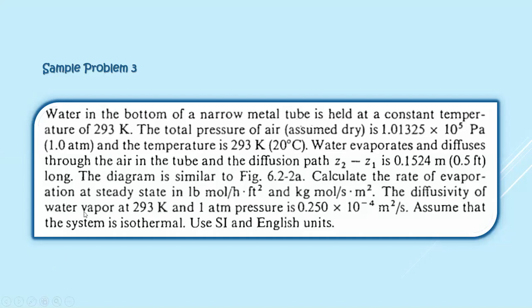So the diffusivity of water vapor at 293 Kelvin and 1 atm pressure is given to be 0.250 times 10 raised to negative 4 meters squared per second. Now, you are to assume that the system is isothermal, meaning throughout the diffusion process, there shouldn't be any changes in this temperature of 20 degrees Celsius. Now, since the problem is asking for both the English and the SI sets of units, you are to use both unit systems as well.